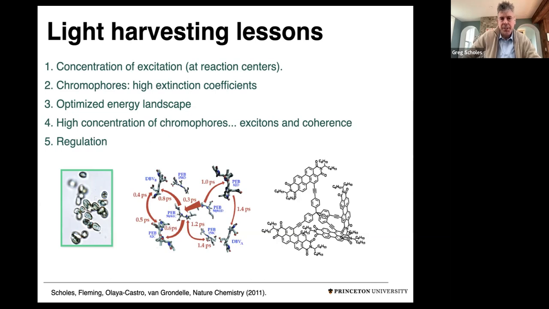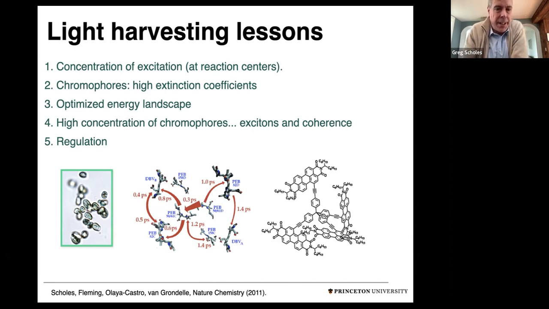The first one, concentration of excitation. So this is what I mentioned here. This is the idea of the light harvesting complexes. You've got to amplify the rate that the reaction centers are photoexcited. Secondly, the chromophores that are involved here in these proteins are not chromophores with an extinction coefficient of 10,000. These have extinctions of 100,000. These are very highly absorbing chromophores. And nature has worked out that subtle chemical modifications of the porphyrin ring structure turn it from a hopeless light absorber in the visible to a fantastic one.